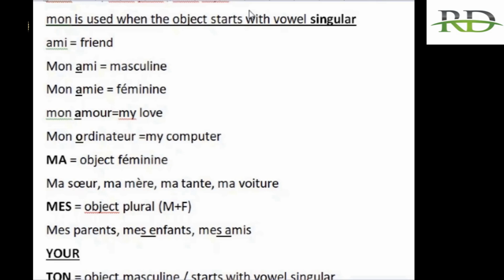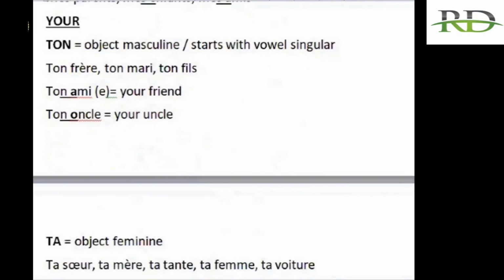Everybody remember Urdu: mera, meri, mere. Mon, ma, mes. But there's only a twist for mon if you're using it with a singular vowel. Rules are not going to change. Rules are going to remain the same.